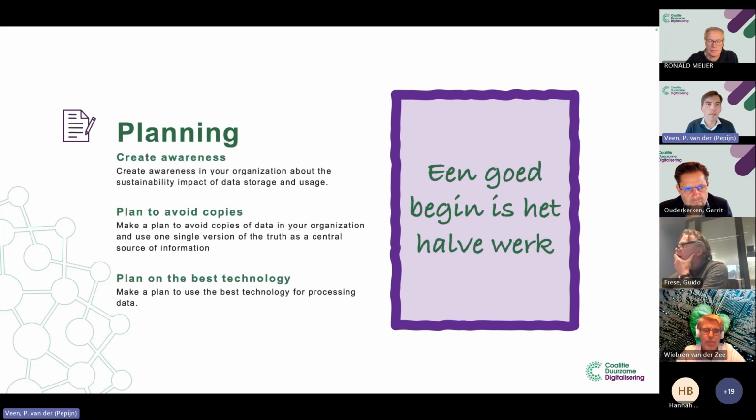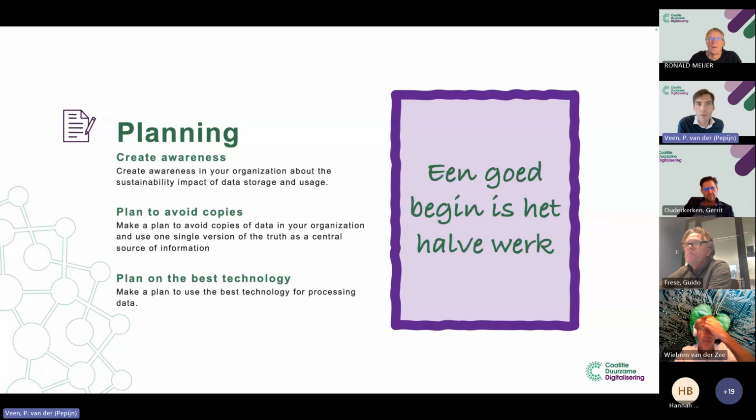So one of the most important things, and it's also what we said in our introduction, is that we need to create awareness. All data that's been stored will, in the end, consume energy, and will also have impact on physical stuff like disks and tapes and other kinds of stuff. So that is also impact. In planning, it's very important to try to avoid a lot of copies. And also a main takeaway is that it's very important to look at the type of technology that we use to store data and to process data.